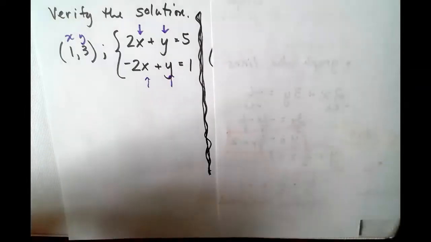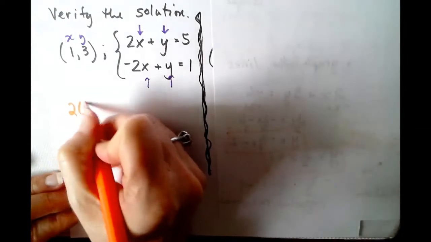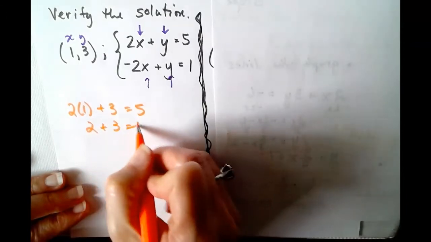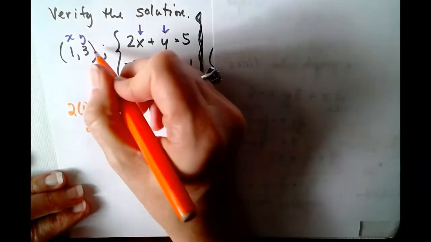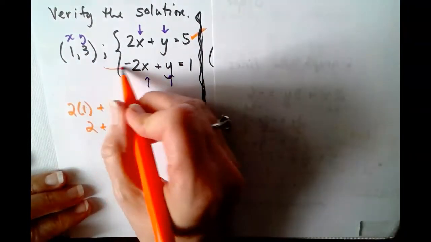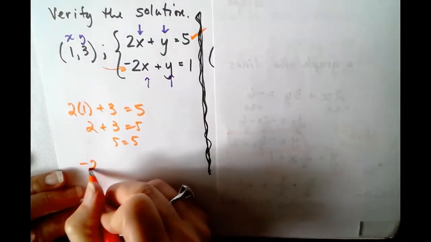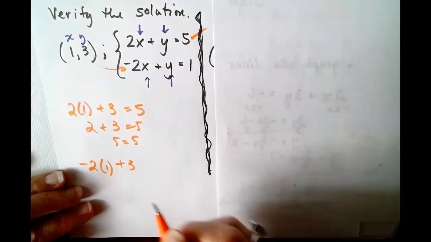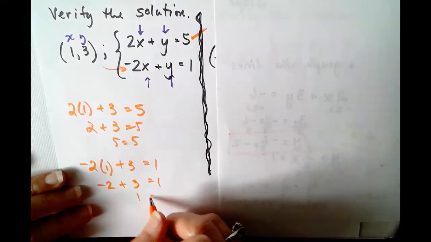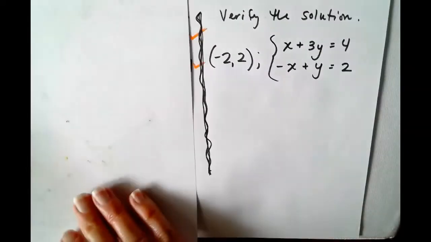So first problem, the one on the left, let's plug in the x and the y. Here goes. 2 times 1 plus 3, does that equal 5? Yes, 2 plus 3 does equal 5. 5 equals 5. So yep, the solution works in the first equation. Now we got to plug it into the second equation because it has to make them both true. So here goes. -2 times 1 plus 3. Does it equal 1? Well, -2 plus 3 is indeed 1. 1 equals 1. Yes, it checks both of them. It's verified.